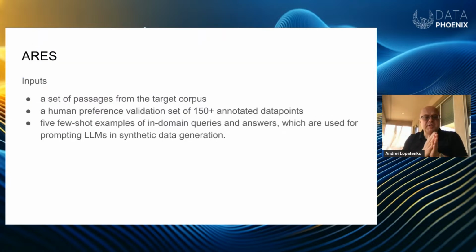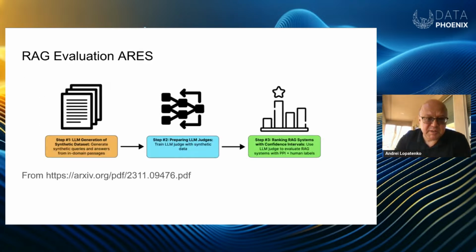So as inputs, you create a set of passages from your target corpora, right? What you evaluate your system for, a human preference validation set of only 150 annotated data points, a very small set, cheap to generate. And you need 5 few-shot examples, so you need examples to help your LLM generate synthetic data. I will describe the steps a little later.